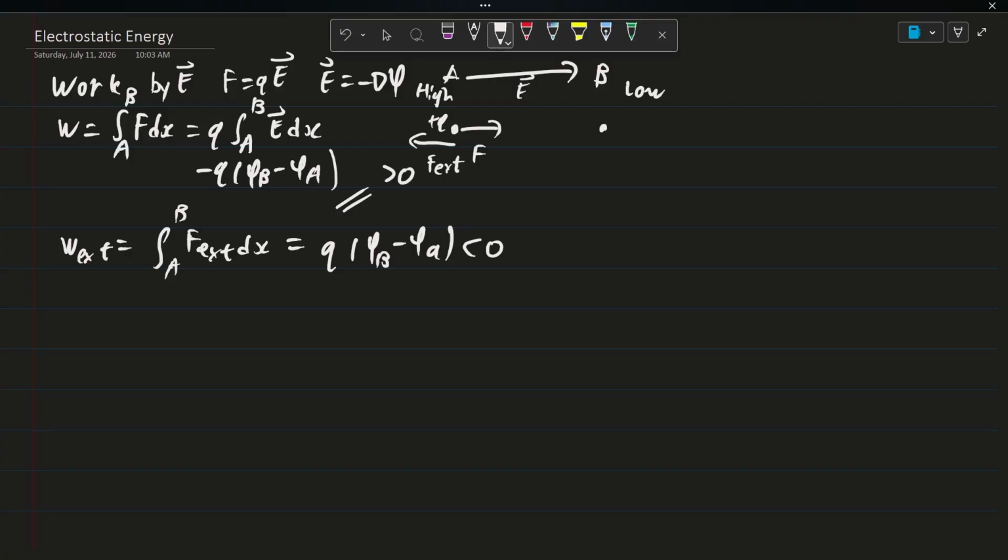Another way to visualize this is that if you have a high UA and a low UB, then the energy will drop. You can see here the potential energy drops, meaning that there should be another energy that is contributing towards the system. And it turns out that this is the work by the external field. So instead what you're doing is that you are trying to extract work from your system. That's everything that you need to know in order to get started with the electrostatic energy.